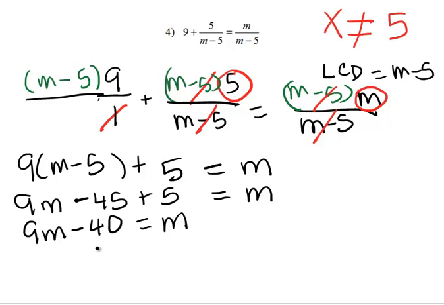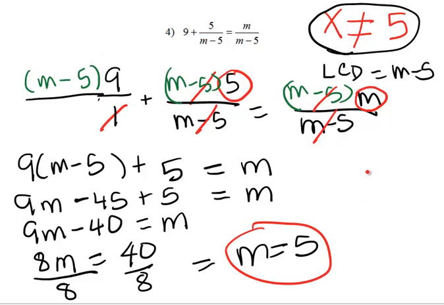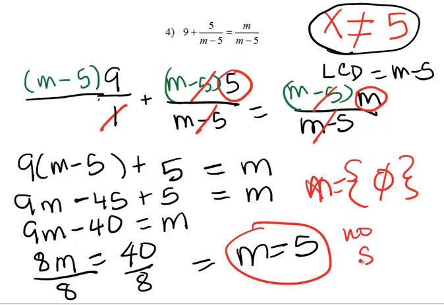And I'm going to add the opposite here and add the opposite here. So I'll end up with 8m, because 9 minus 1 is 8, equals positive 40. I'll divide both sides by 8, and I will have m equals 5. And at first I look at that and I go, oh yay, I did a great job. And then I remember that up here I wrote that m cannot equal 5. So when I have this at the end, my answer is m equals 5. So there's no solution.